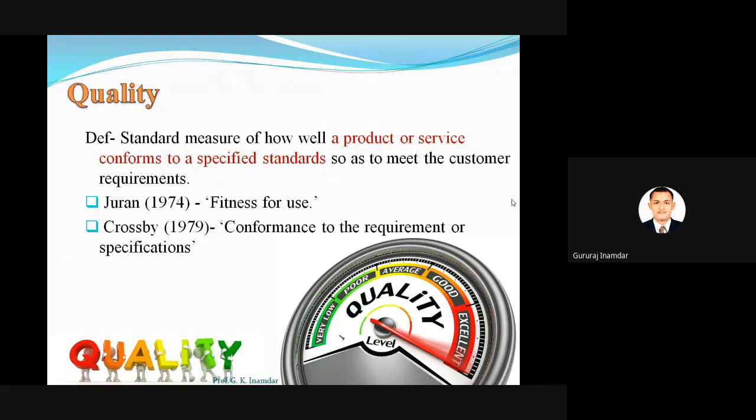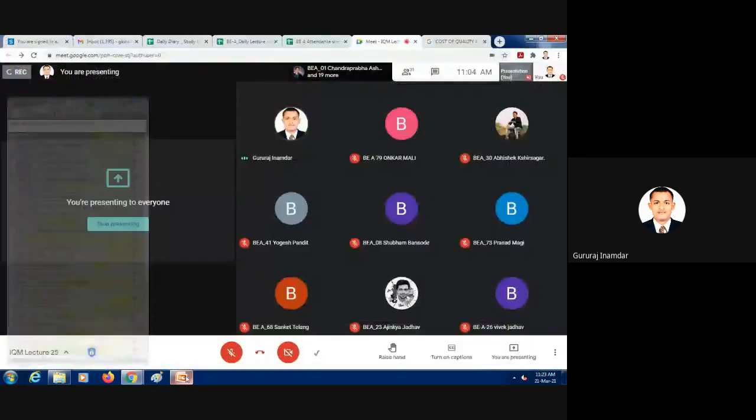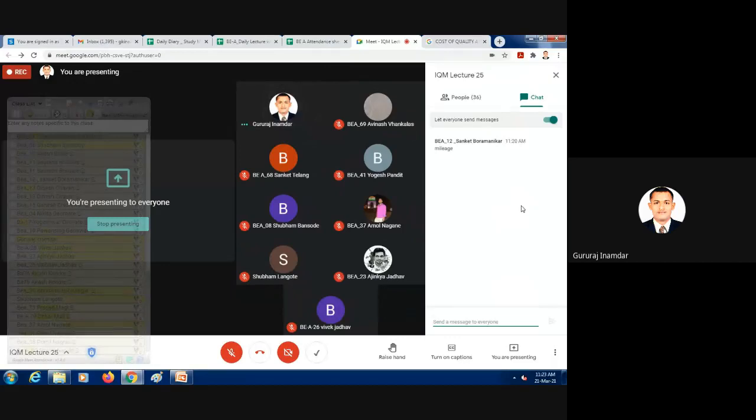So according to the requirement you have to give the quality, you have to give the design, and according to the design, definitely you will get the quality of that particular product. Is it right? So this is also an important factor for the quality. Okay, very good.